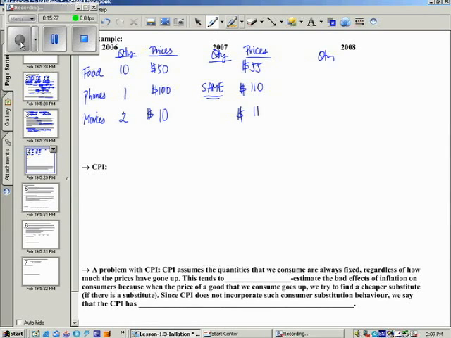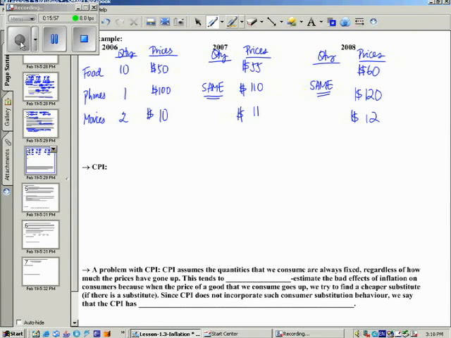Same idea for the year 2008. Quantities and the types of products are the same. We want to focus on how much more expensive, how much less expensive they have become. Food, let's suppose, becomes $60 each gift basket. The phone now costs 120, and the movies each now cost $12.